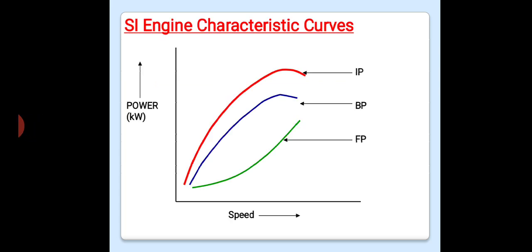SI engine characteristics curve. In this curve, you can see the engine performance characteristics are a graphical representation of the engine performance. Laboratory tests are performed to determine indicated power, brake power, mechanical efficiency, thermal efficiency, and specific fuel consumption. The performance characteristics of SI and CI engines we are going to plot.